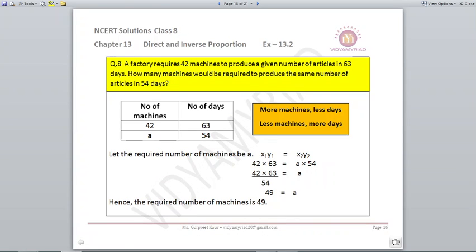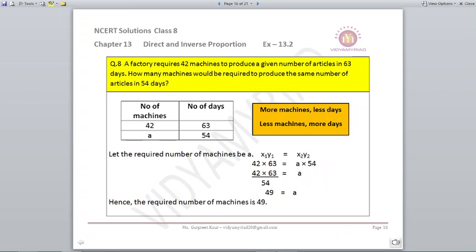Question number 8. A factory requires 42 machines to produce a given number of articles in 63 days. How many machines would be required to produce the same number of articles in 54 days? So the number of machines and the number of days are the two criteria. Machines are 42, and days required are 63. Now when the number of days is reduced to 54, definitely we require more machines to finish that work.